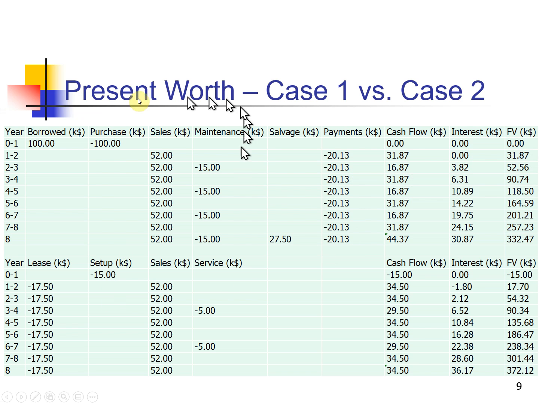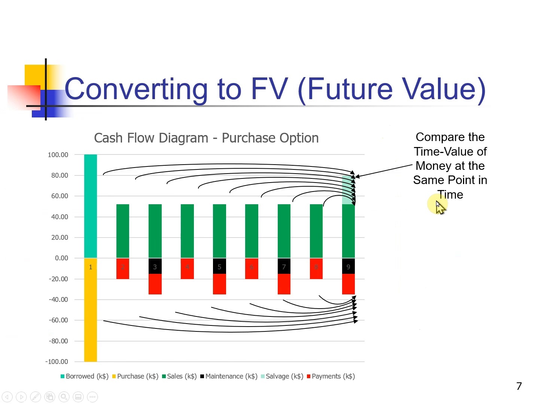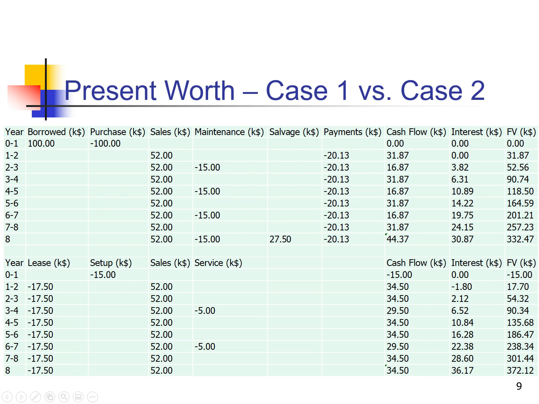So here's how we're going to modify the spreadsheet, the previous analysis, to get the time value of money. We're going to ask, how much are we going to have at this point in time, comparing these two options? How much are we going to have at this point in time? So this much here, we got up to here.